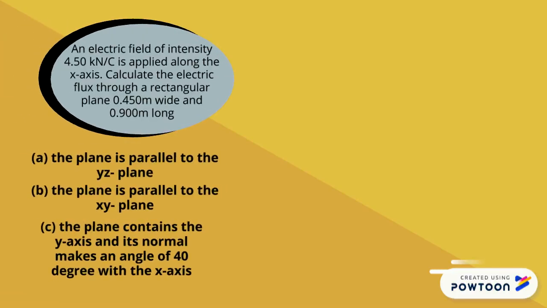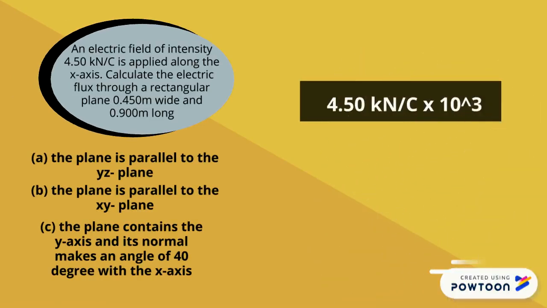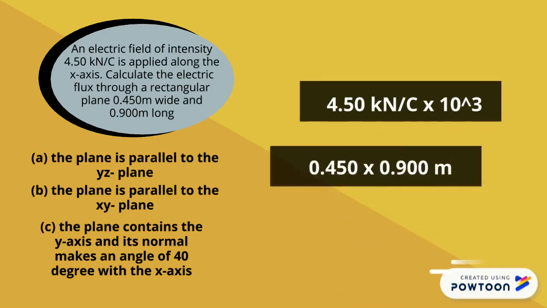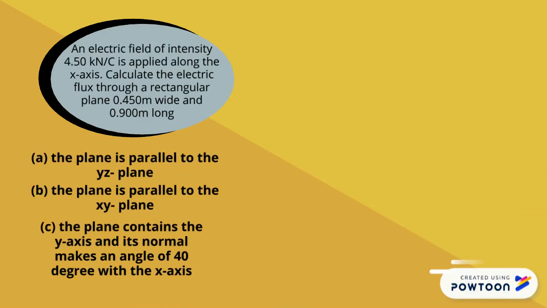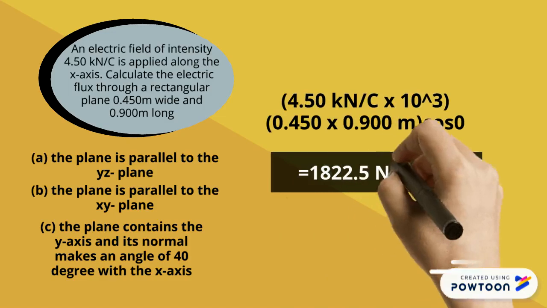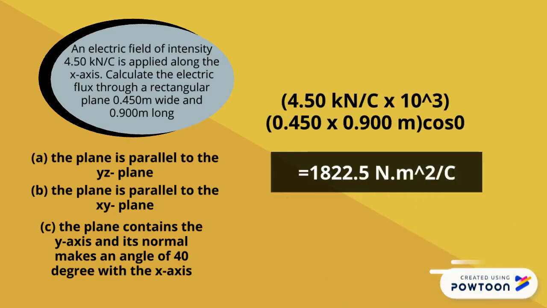So notice that the problem has kilonewtons per coulomb as its unit, so we might want to convert that into newtons per coulomb by multiplying it by 1,000. And for the area, because we have a rectangular figure, we can simply multiply the length by its width. So gathering all the given values and multiplying that all out, we'll have an electric flux of 1822.5 newton times meter squared per coulomb.